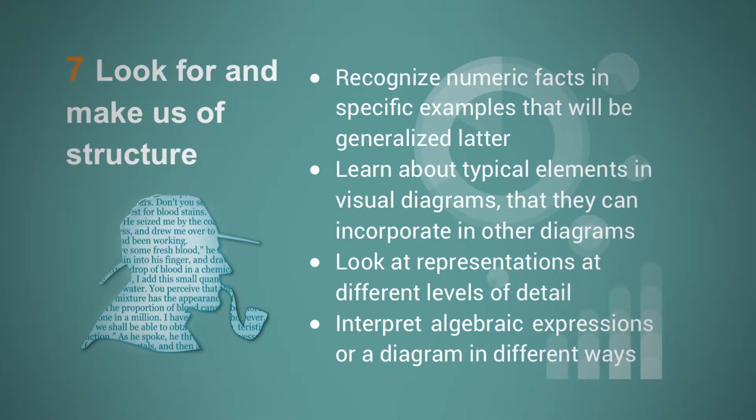Okay, standard 7: look for and make use of structure. Here you want to think of a detective that sorts clues, looks for new ones, has a lot of experience in navigating and organizing all these bits of information. In the context of math, it would be the following. Recognize numeric facts in specific examples that would be generalized later. For example, the commutative or associative law in mathematics: explore these facts in examples when just doing arithmetic, being able to find these patterns and to anticipate what's coming next.